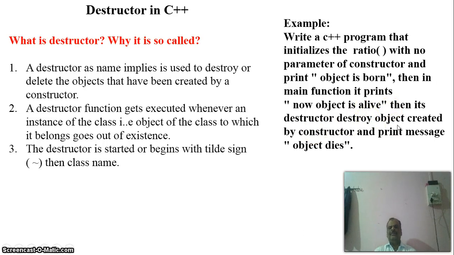For this program, you first create a class ratio, then create the constructor. How to create a constructor was discussed in the last video. If you did not understand, watch that video again. Then you give the "object is born" cout statement, and in the main function you give the other cout statement, and you create a destructor. How do you create the destructor? The name of the class and the name of the destructor are the same, but a tilde sign is given.